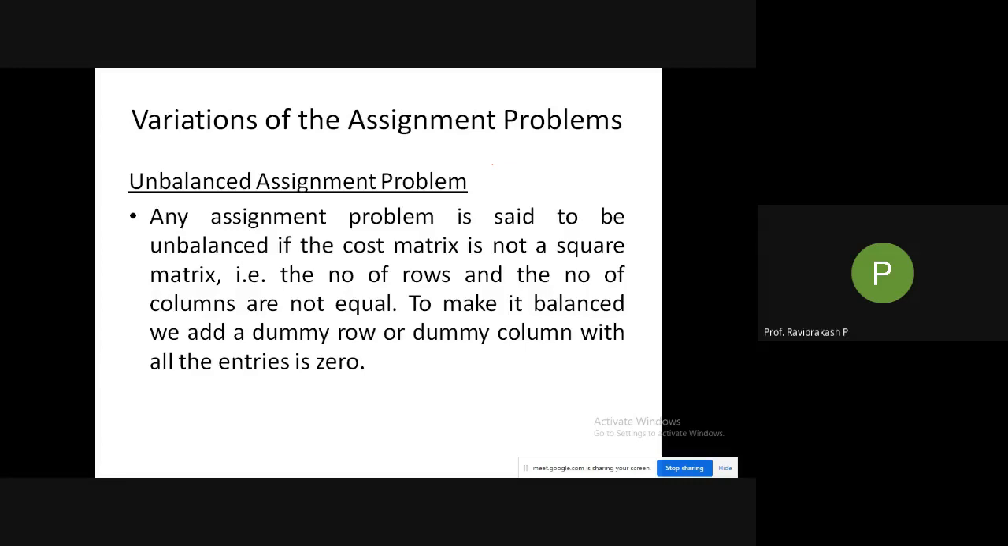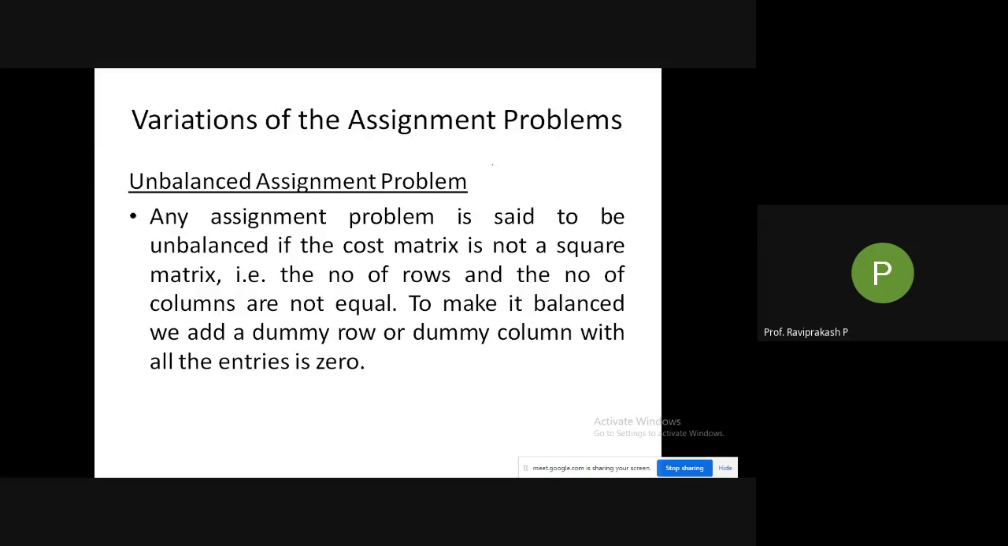Any assignment problem is said to be unbalanced if the cost matrix is not a square matrix, that is, the number of rows and the number of columns are not equal.